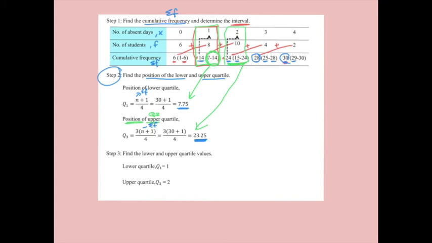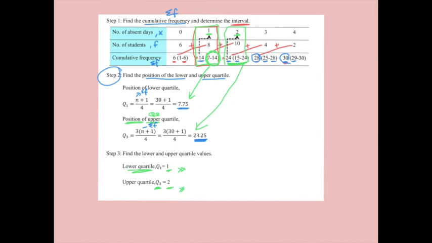When we highlight the value in the table, we can see that the lower quartile actually falls in the number of absent days equals to 1. For quartile 3, the number of absent days equals to 2. So that is actually the value of quartile 1 and quartile 3. This is our final answer.